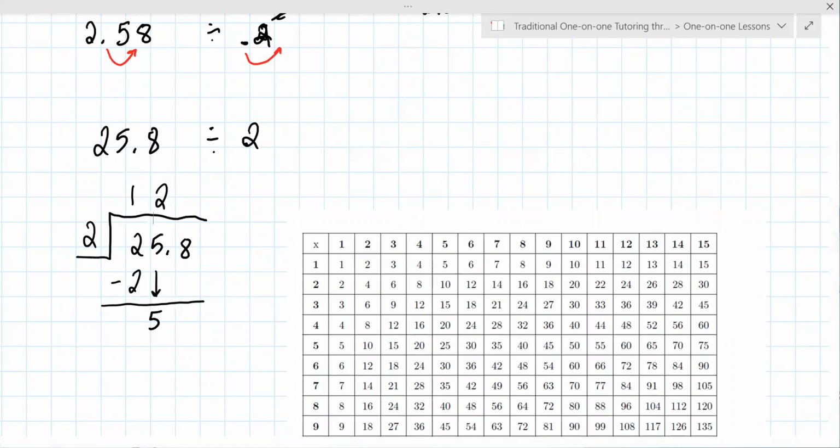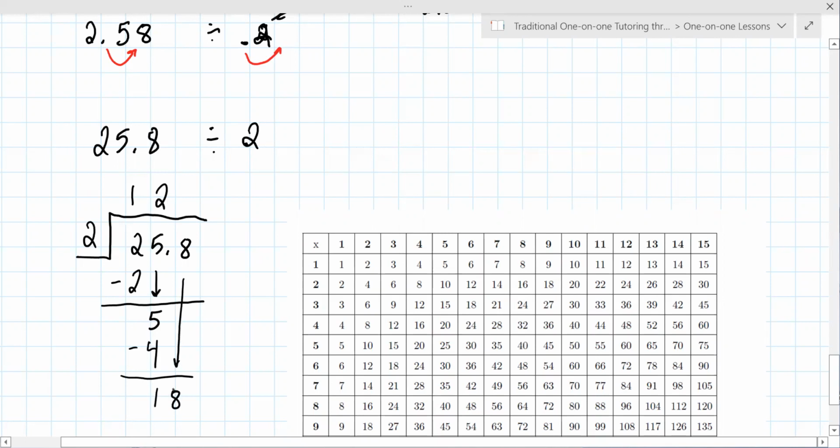And then 2 times 2 is 4. Subtract, bring the 8 down. How many times does 2 go into 18? 2 goes into 18 nine times. Very good. 9 times 2 is 18.